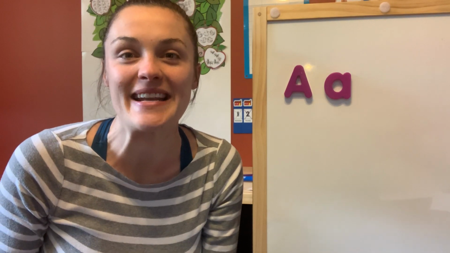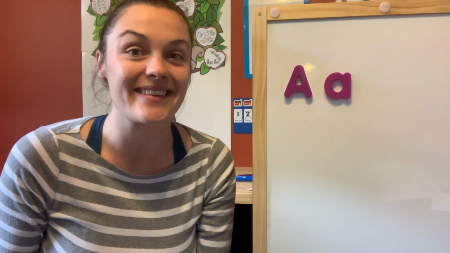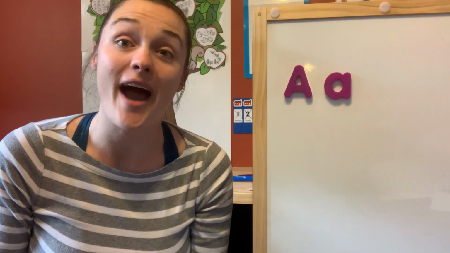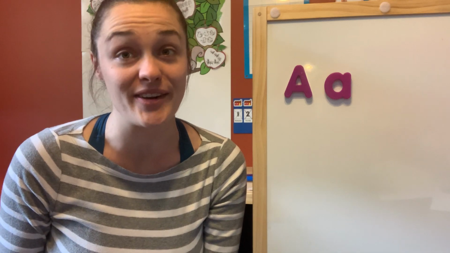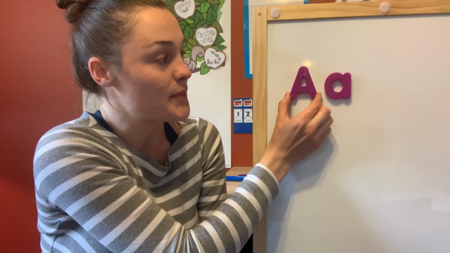I'm ready to do another letter video with you, and this one is letter A. So the first letter of the alphabet, it is a vowel. A vowel is different than a consonant. It is a very special letter. There's only 5 of them, and A is the first one.